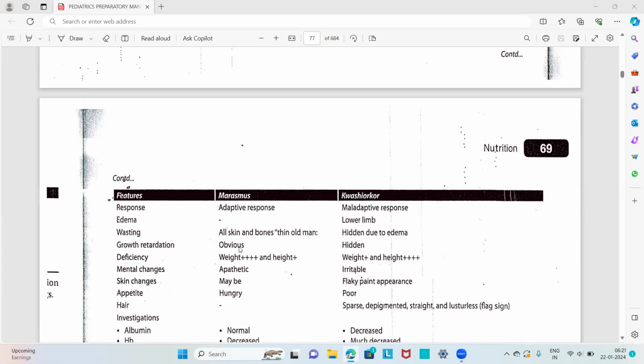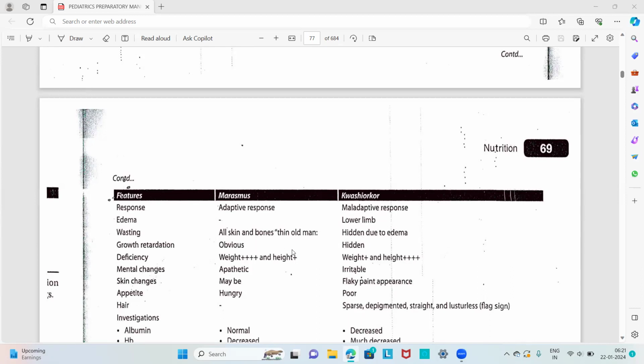Then wasting: all skin and bones are wasted, and the child looks like a thin old man. In kwashiorkor, the wasting is hidden. That is due to the edema. Because of the presence of edema due to the maladaptive response, the wasting is hidden.